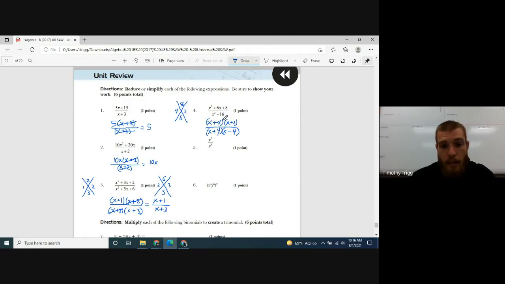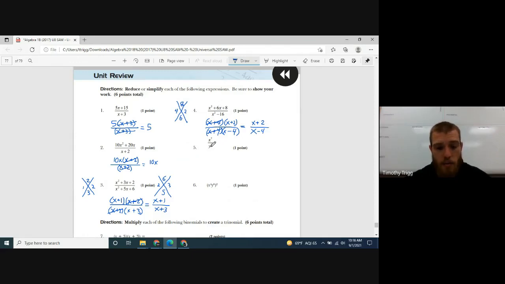Hopefully you can see that the x plus 4s will cancel here. And that'll leave you with x plus 2 over x minus 4. Okay. Hopefully this is nothing new. You've hopefully been doing this throughout the packet.